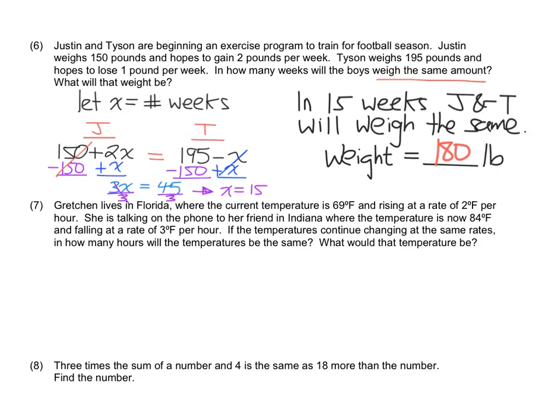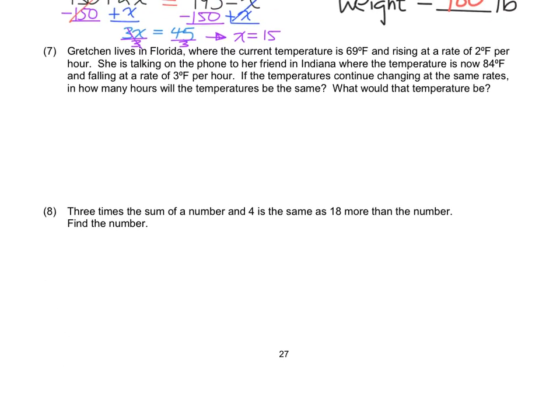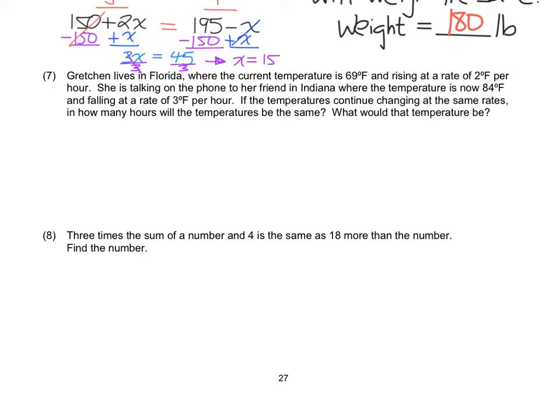Let's see. This is kind of along the same line, so I'll leave you to do that one. Let's do one of these bad boys. 3 times the sum of a number and 4 is the same as 18 more than the number. Well, fortunately, they're kind of defining the variable for us. A number, the number.